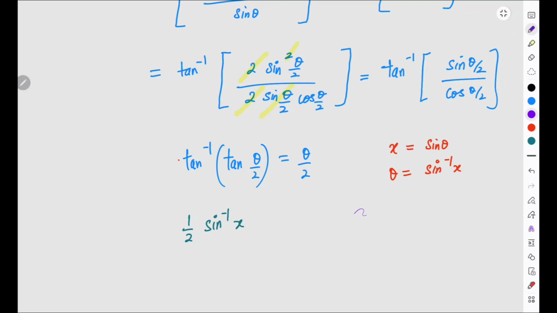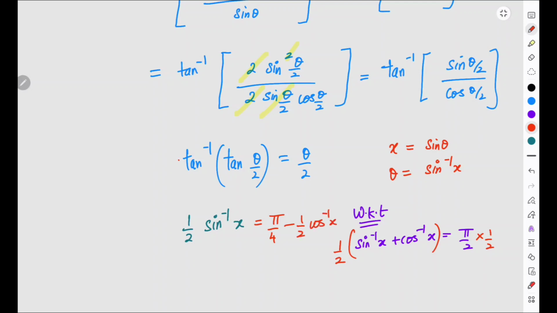So what we know is that sine inverse x plus cos inverse x is equal to pi by 2. It's a property. I just wanted you to multiply by half here as well as here. So what you get, half of sine inverse x can be written as pi by 4 minus half cos inverse x, right?